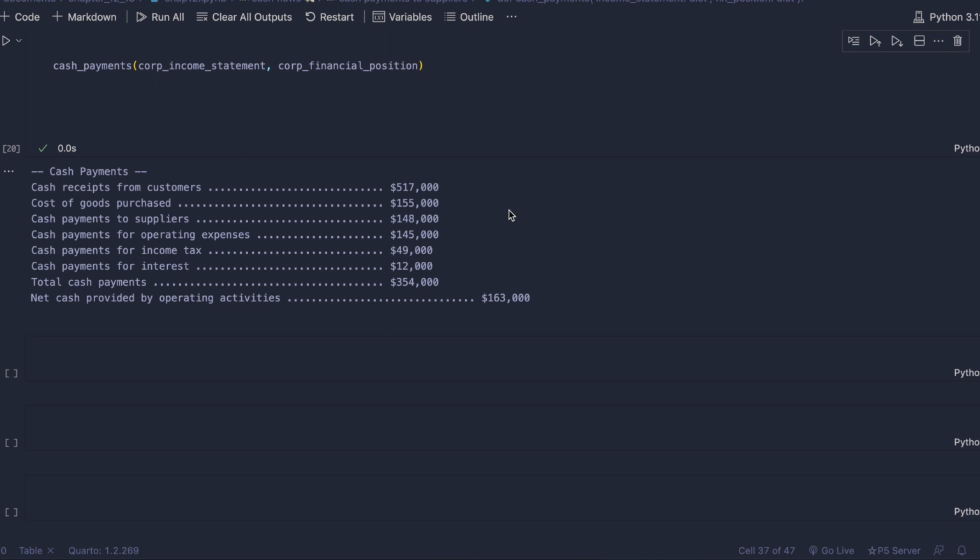Cash receipts from customers is $517,000. The total cash payment is $354,000. Net cash provided by operating activities is $163,000. And that concludes this video.